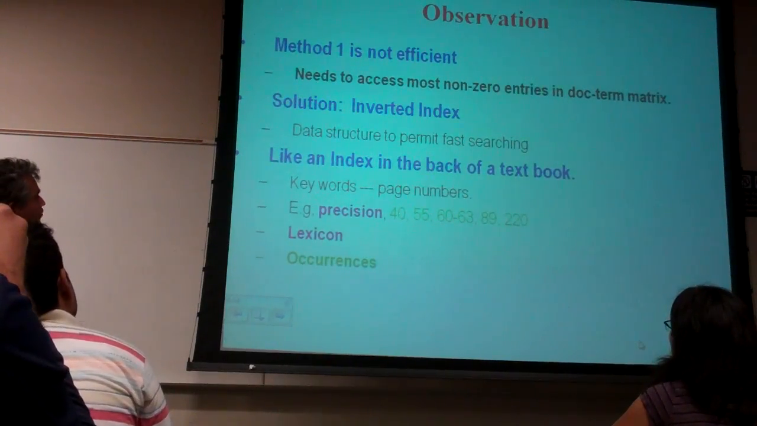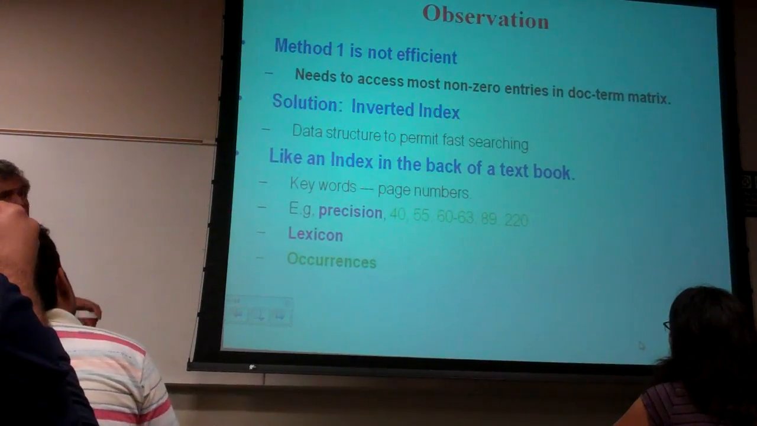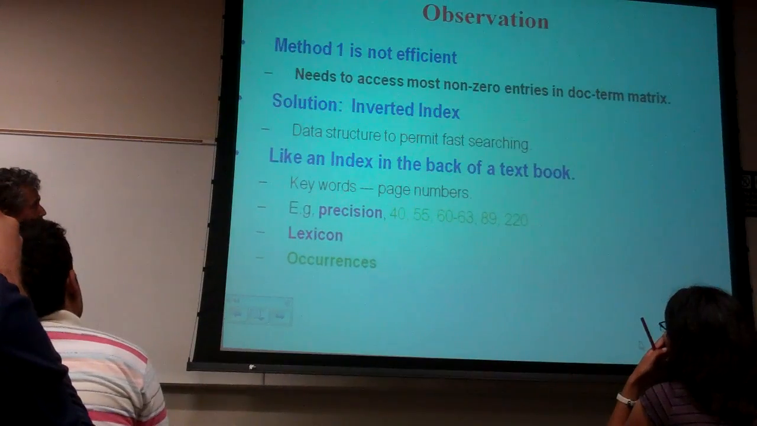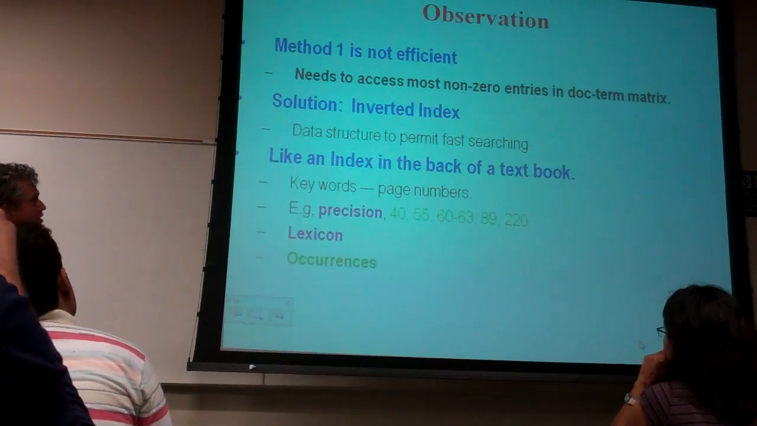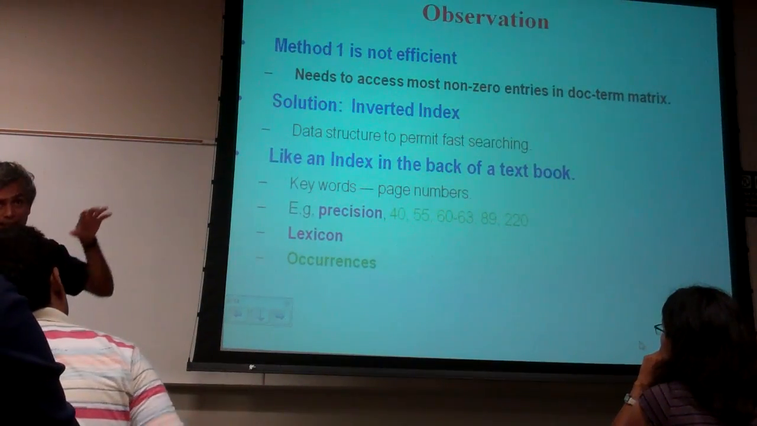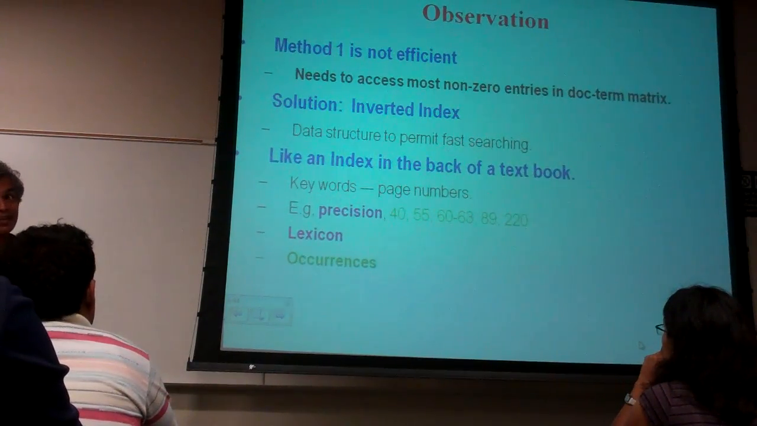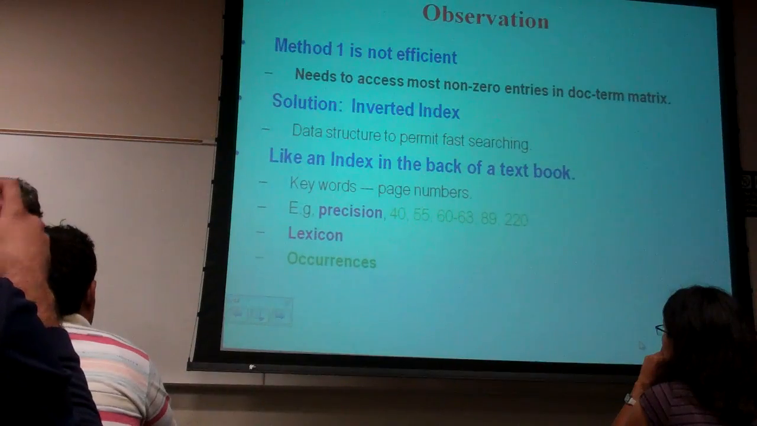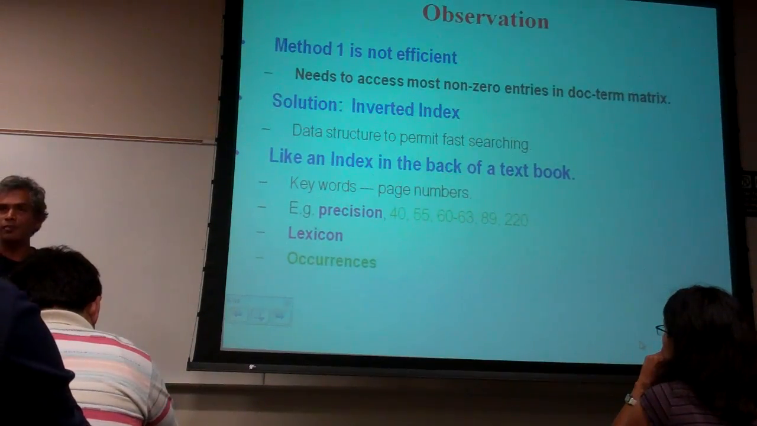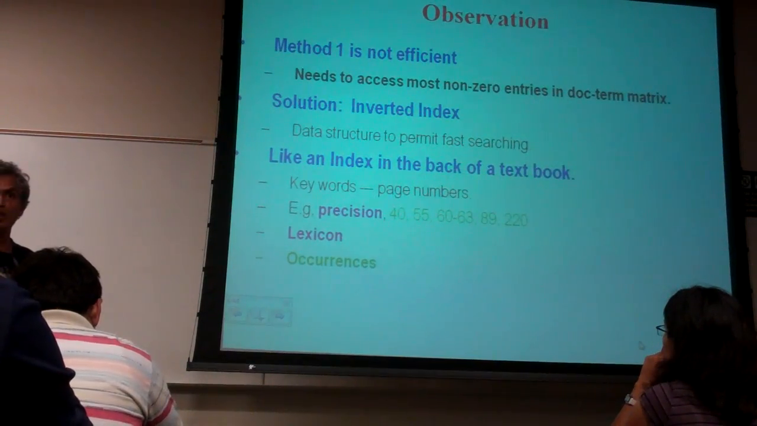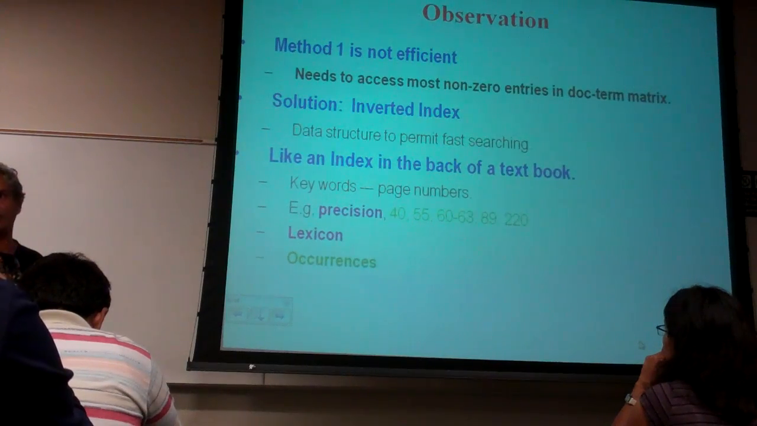So method one is not efficient. It needs to access most non-zero entries in the document term matrix. The solution is the inverted index, a data structure that allows you to get to just the documents that are relevant. Not relevant in the other sense, but relevant in the computational sense. Any document whose eventual similarity is going to be zero would not be touched by the inverted index.